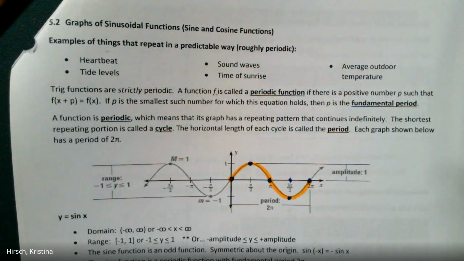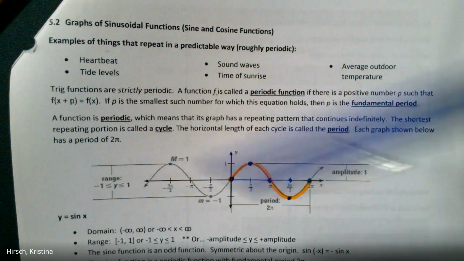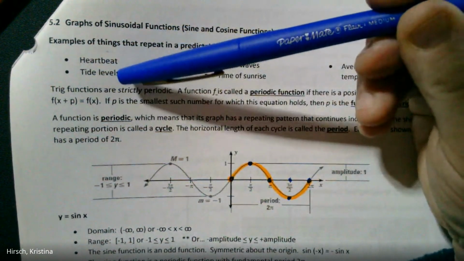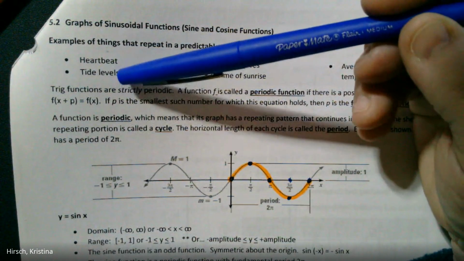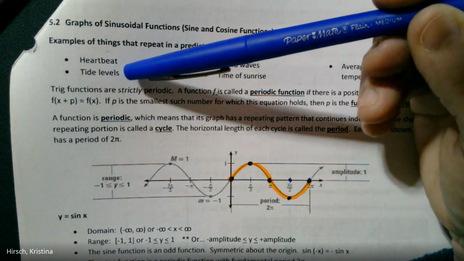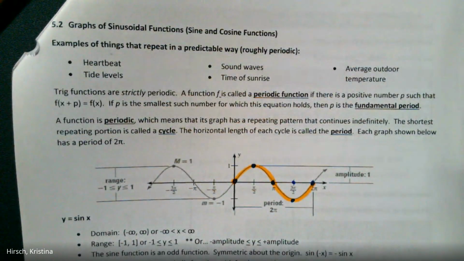In this video, I want to introduce to you sine and cosine functions. Basically, sine and cosine functions represent what we call sinusoidal functions. Some examples in the real world of this are a heartbeat, because you think about what that looks like on a heartbeat monitor, and tidal levels. So, tides: we have high tide, we have low tide, and that fluctuates throughout the day.